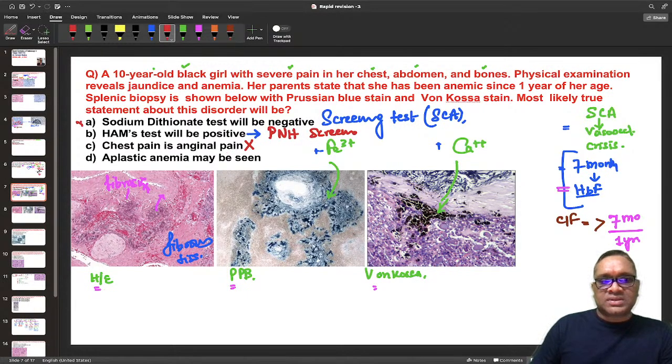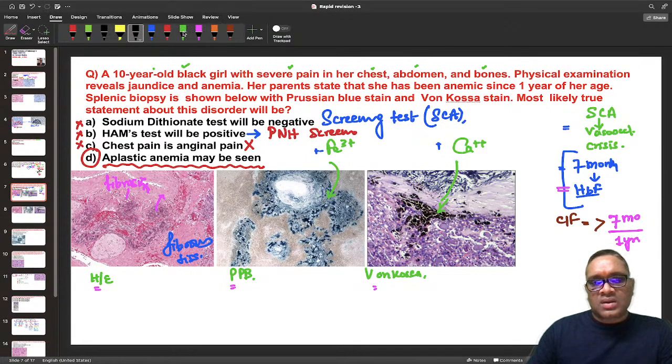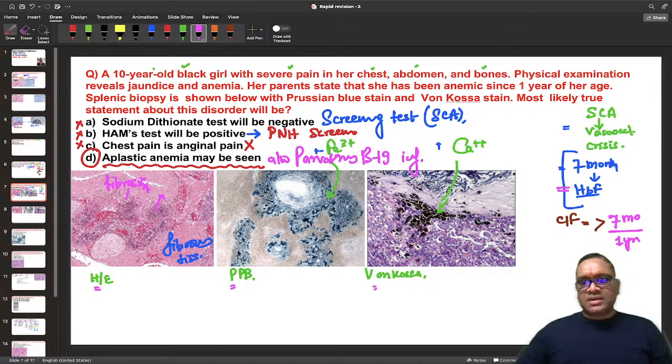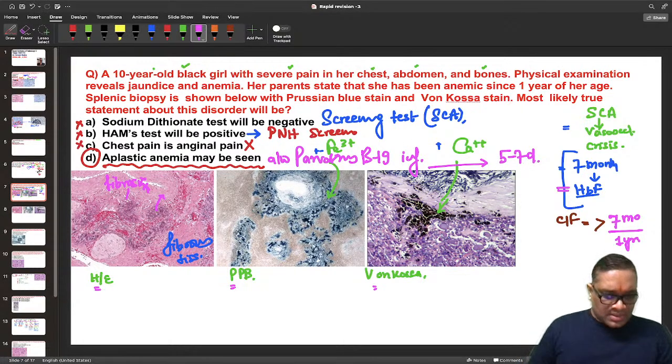So now you can see that first A, B, C all are incorrect, and the correct answer is aplastic anemia may be seen. When can it be seen? When they are associated with parvovirus B19 infection, just like in hereditary spherocytosis. Parvovirus B19 infection will cause transient aplastic crisis, and at that time they will be having aplastic anemia, and this transient crisis will last for 5 to 7 days. Is it clear?